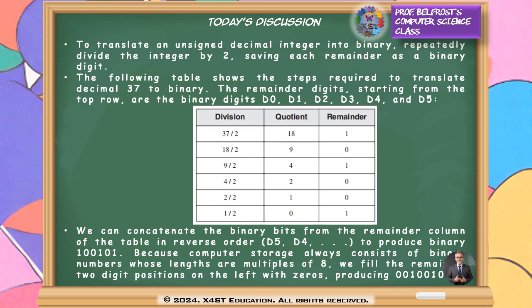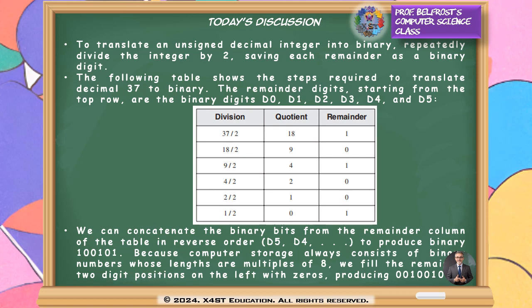Then we rearrange it from bottom to top, not from top to bottom, but from bottom to top. So we can concatenate these binary bits as one string, in reverse order, to produce the converted binary. So we have 100101. Done.